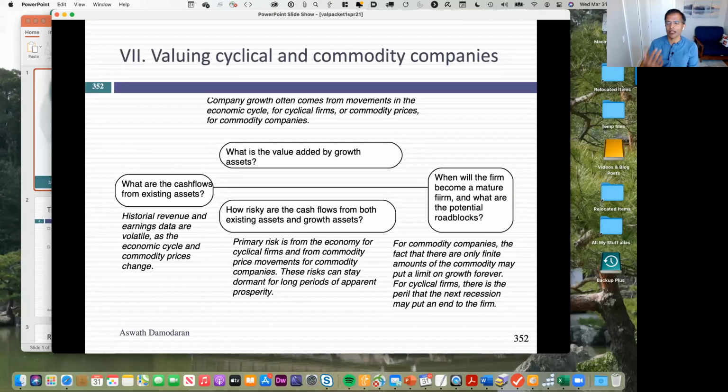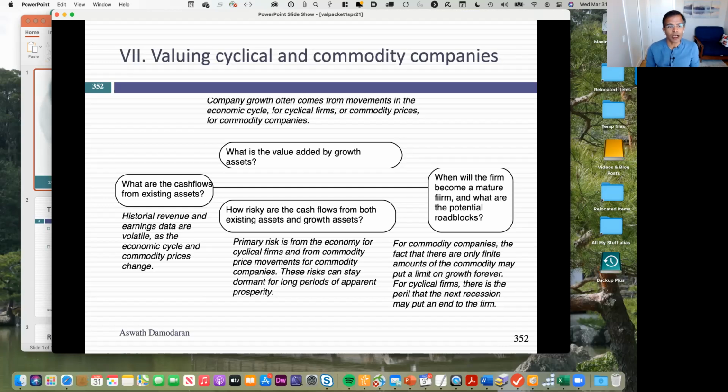Let me explain. Let's say you're valuing an oil company. When I ask you, what are your cash flows from existing assets? And you show me last year's numbers. You know what that's going to depend on? Whether oil prices were $80 a barrel or $40 a barrel. If they were $80 a barrel, the cash flows are going to be huge. You made a lot of money. If they were $40 a barrel, you probably lost money. When I ask you, what's the value of future growth? If oil prices are 80, everything looks good. Every project is earning more than the cost of capital. But if oil prices are 40, those exact same projects all look like losers.